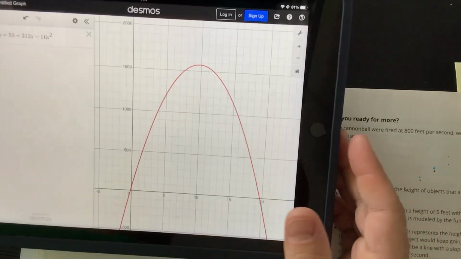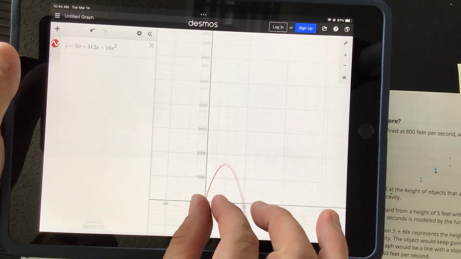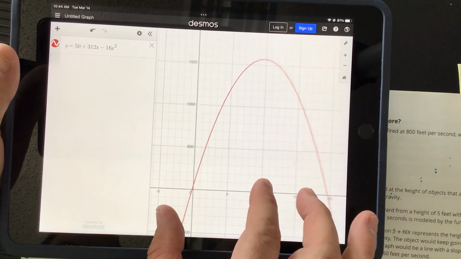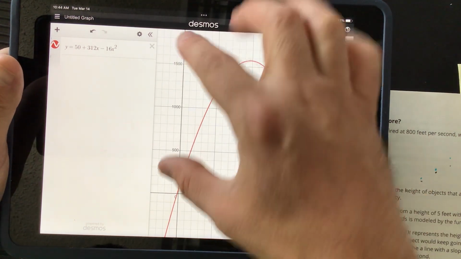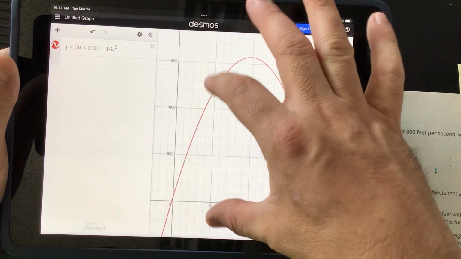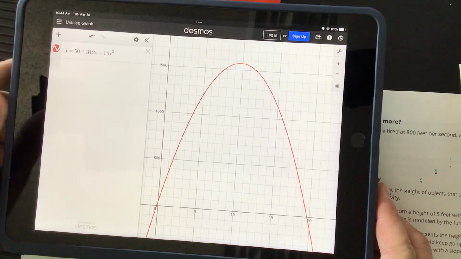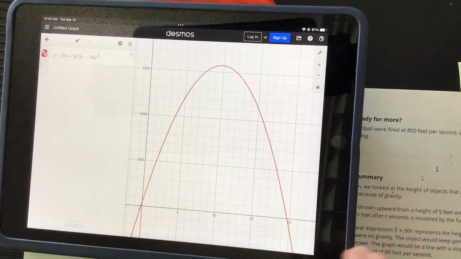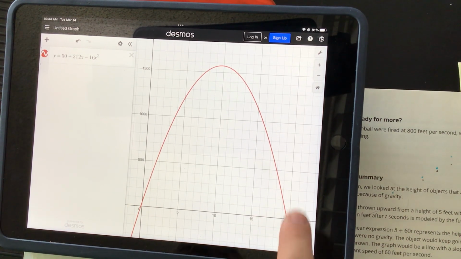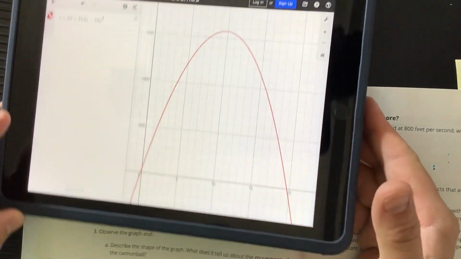All right, so again, this is what you should have. You adjust the X this way. It recommended 0 to 25, and up to about 2,000, and that you adjust this way. So there is the height of the cannonball. And obviously it does come back down. Now from this, I could tell you when it hits the ground, highest point, starting point, all of that.